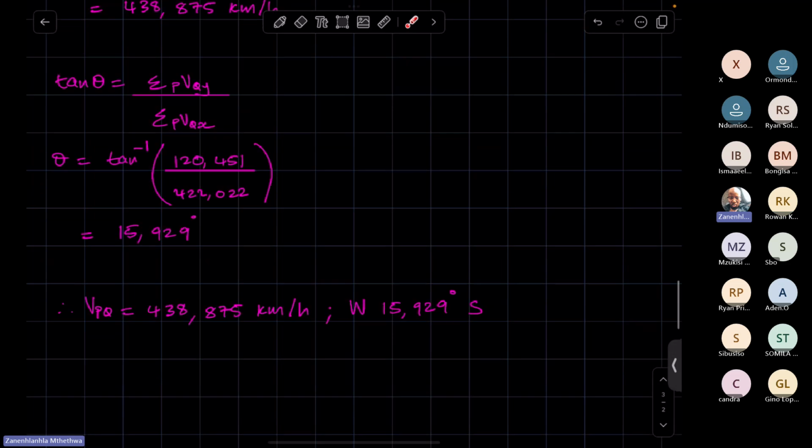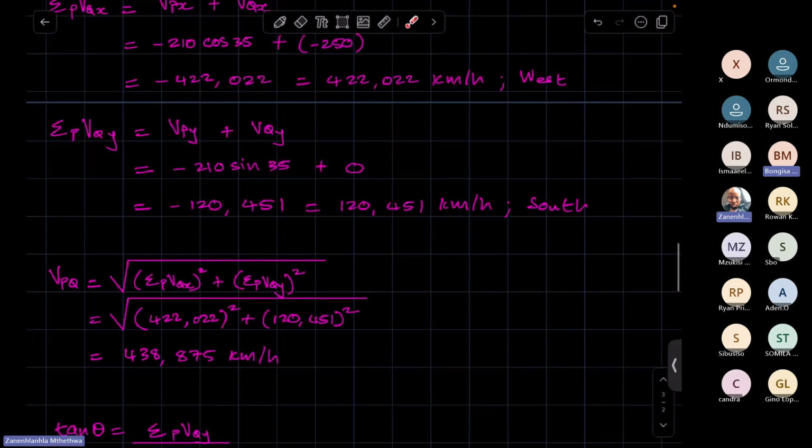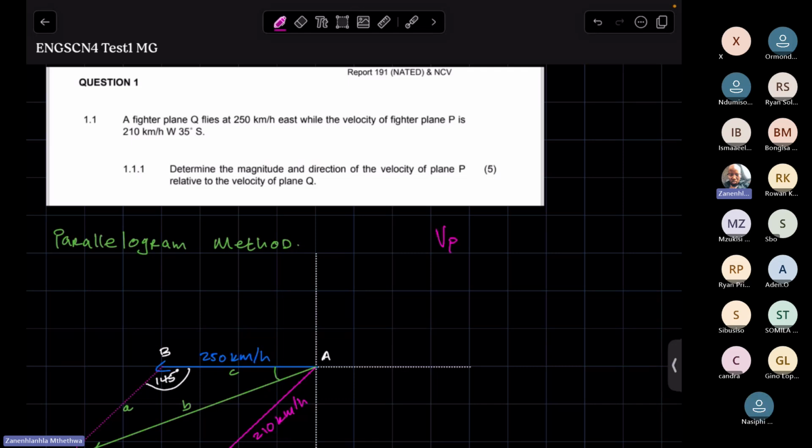Sorry, sir. I think I missed the part where how do you know which one is an object and which one is not? Okay, let's read the question here. Determine the magnitude and direction of the velocity of P. Now, that part alone, what does it tell you? You are looking for V of P. That part alone is telling you you are looking for V, the velocity of P.